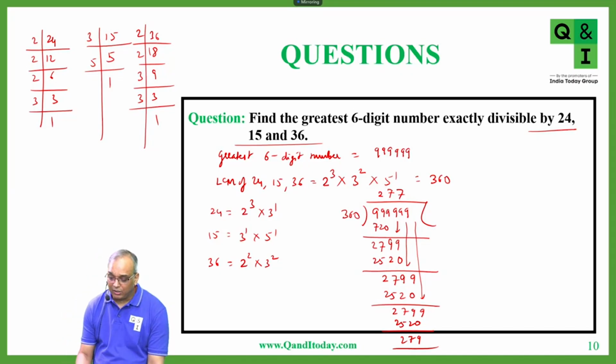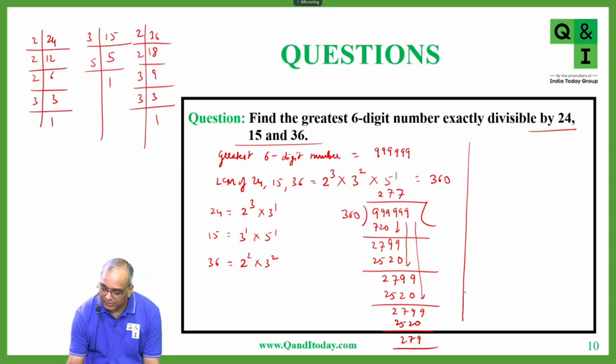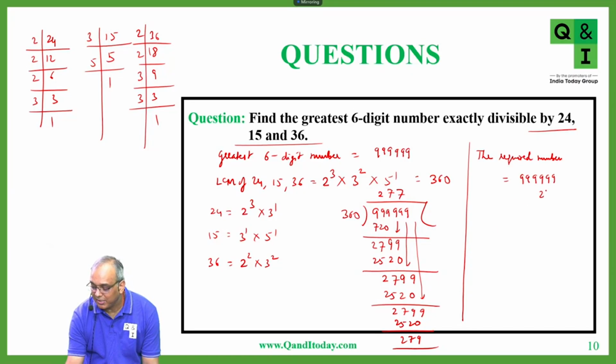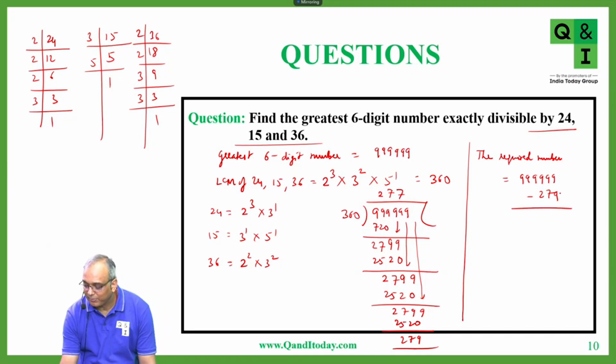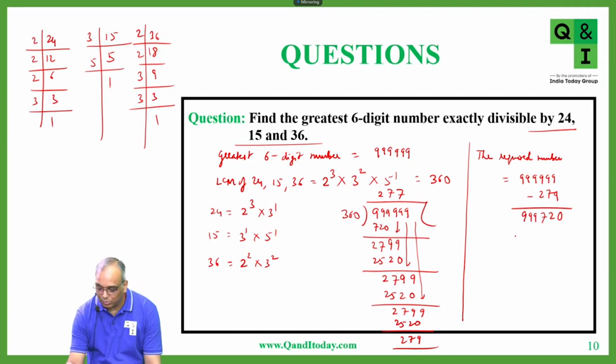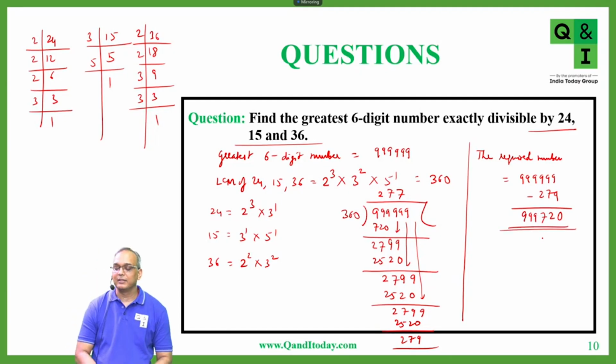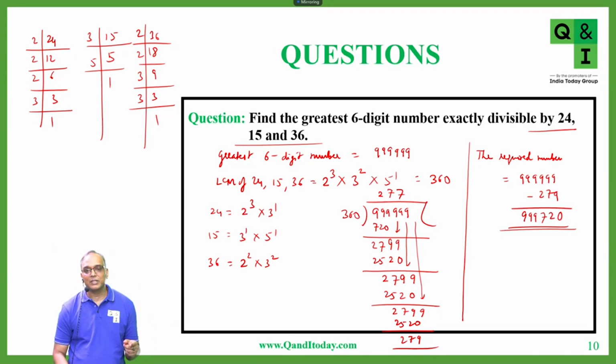Right? Now, to get the required number, we will subtract this remainder 279 from the greatest number. So when you subtract this, 9 minus 9 is 0, 9 minus 7 is 2, 9 minus 2 is 7, and then we have 999. So 999720 is the required number. This is the greatest 6-digit number, students, which is exactly divisible by 24, 15, and 36.